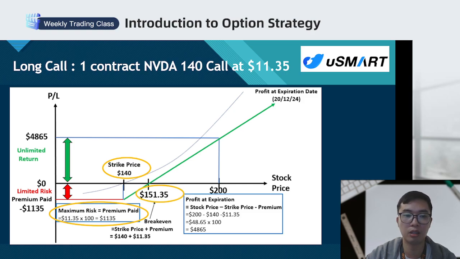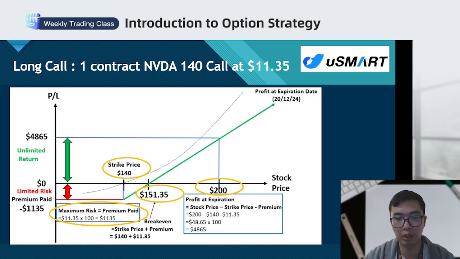And then to break even, you have to move beyond 151.35. The breakeven formula is strike price plus premium, because when we buy a long call, we already lose the premium at first before we profit, right? So for the profit at expiration, let's say here I put 200. When NVIDIA reaches 200, we can profit around 4865.